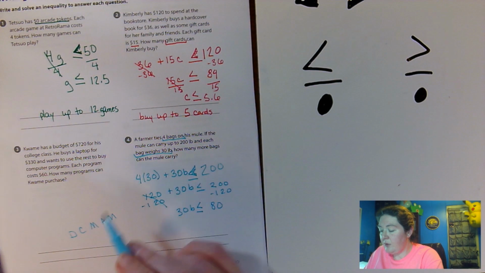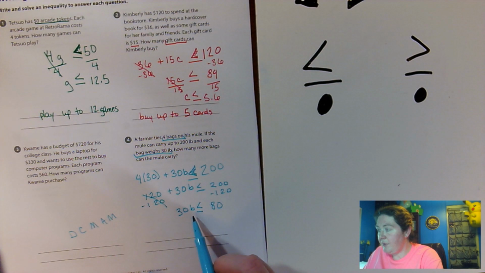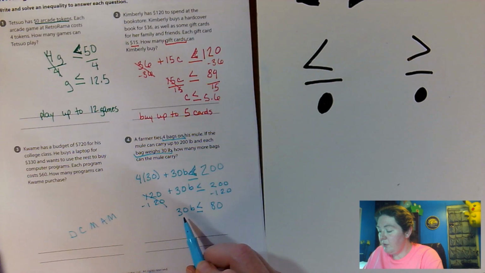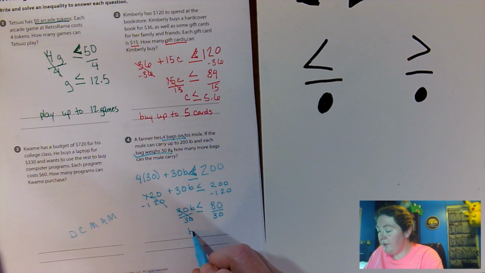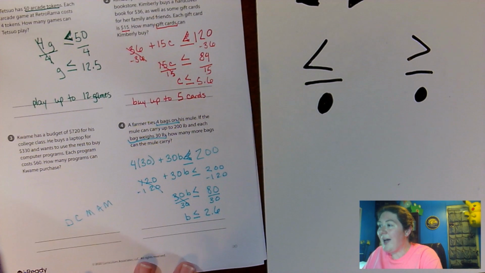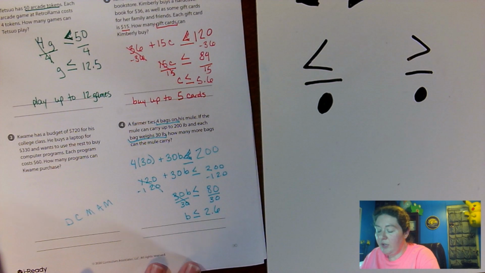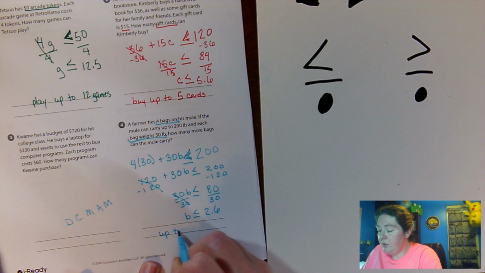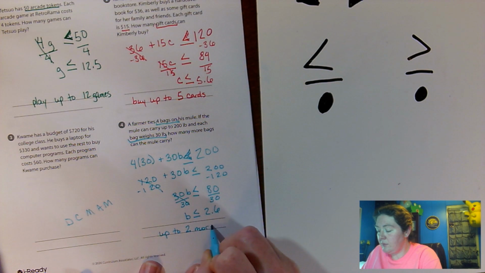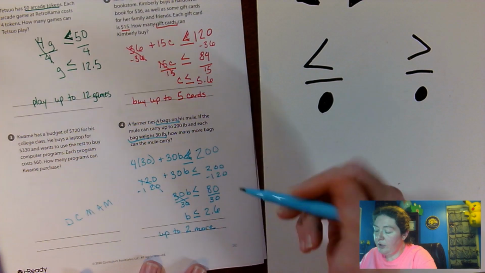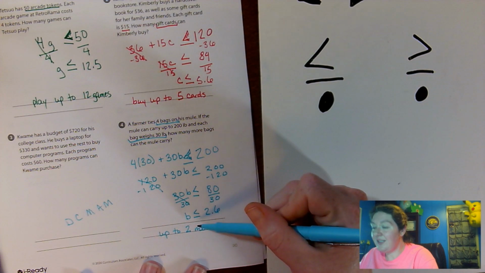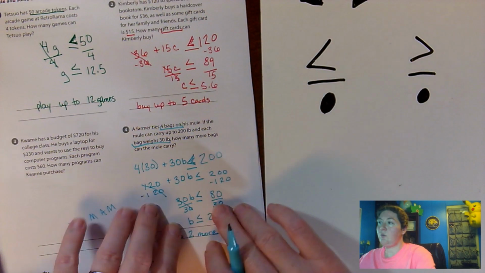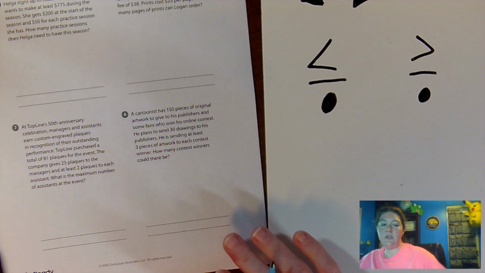I have multiplication happening with my variable. To get rid of multiplication, I'm going to divide. My 30s cancel. I'm left with b. And if I plug that in my calculator, I get 2.6. So how many bags can this mule carry? Up to 2 more. If we put 3 bags on him, we're going to go over 200 pounds. He can carry 1 more. He can carry 2 more. That's it. Alright, we're going to do 1 more on the next page, and the rest of it is yours.